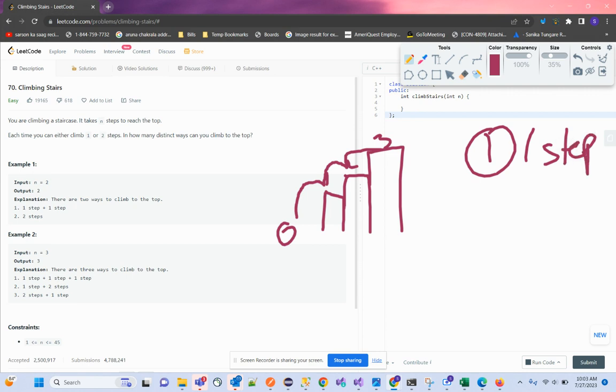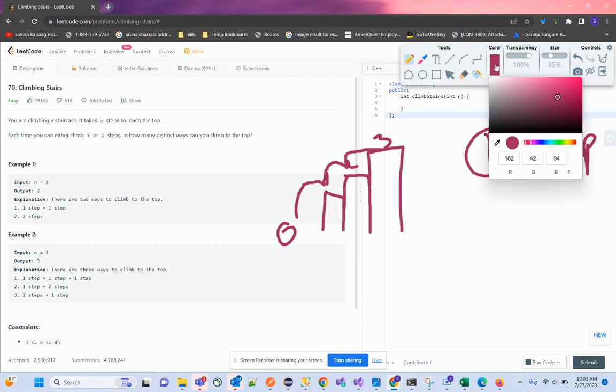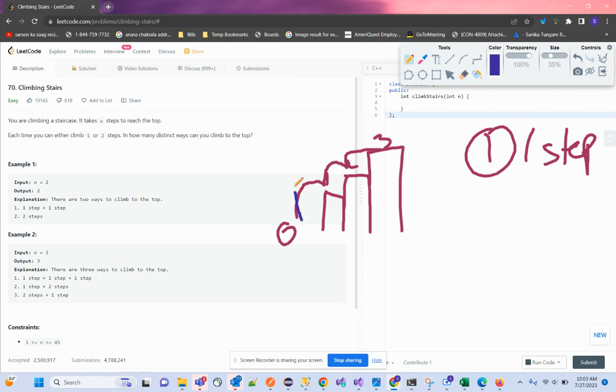What is the next way? Let me take another color to explain. The next way is, from here directly go to the second step, and then take one more step to go to the targeted step.